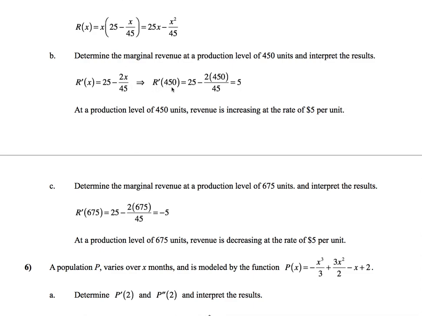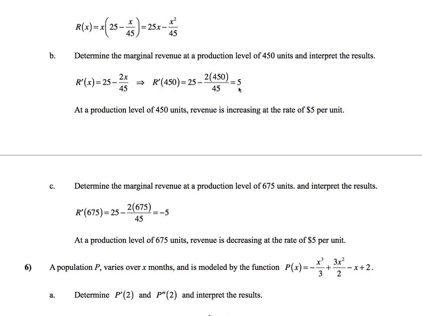Then we evaluate that derivative at 450. This will tell us the rate at which our revenue is either increasing or decreasing. It will be an increase if this is a positive value, as it is, and a decrease if the value is negative. So we have an x here, put a set of parentheses, substitute in the 450, and 450 divided by 45 is 10, so 2 times 10 is 20. Or you can see this as 2 times 450 is 900, and 900 divided by 45 is 20. And so 25 minus 20 is 5, positive 5.